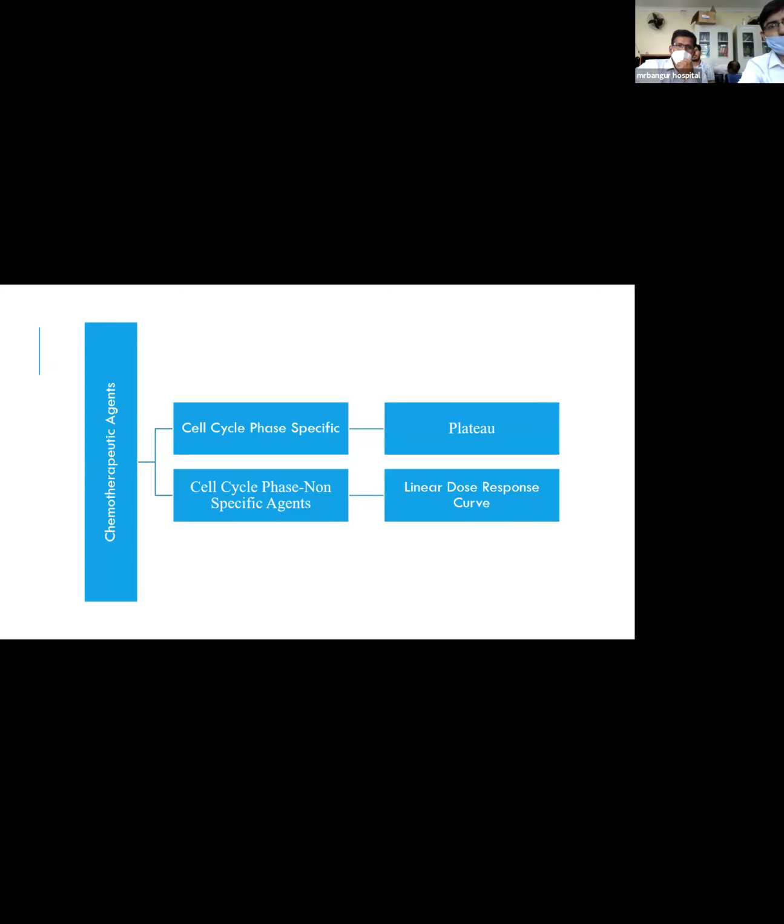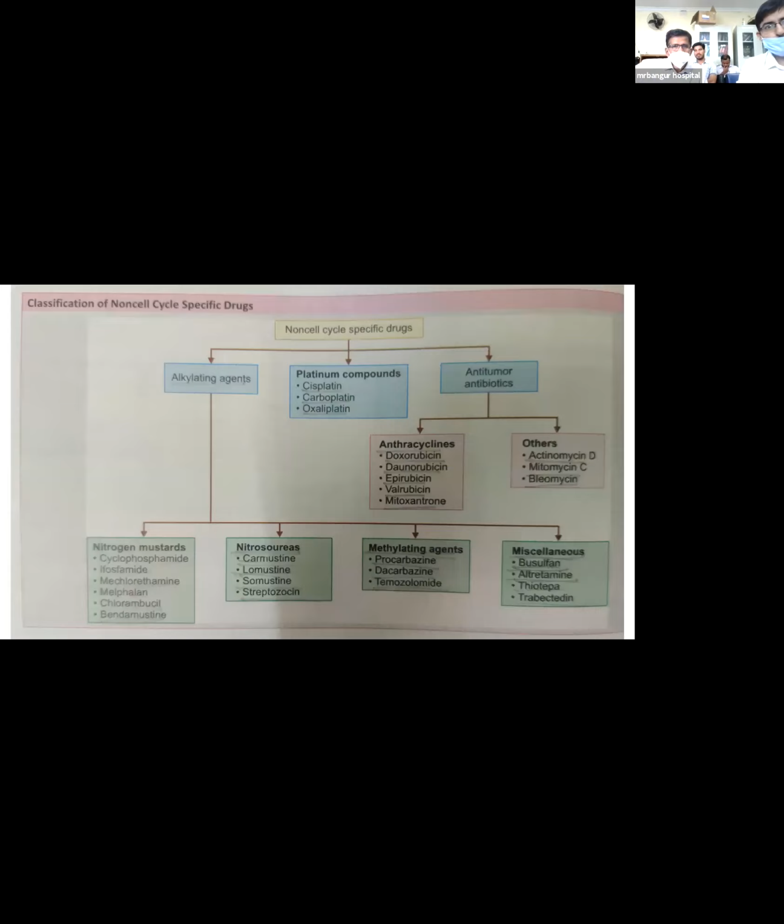Now, when we talk about chemotherapeutic agents, they can be broadly classified into cell cycle phase specific and cell cycle phase non-specific agents. Cell cycle phase specific agents, in their response, usually reach a plateau phase, after which even on increasing the dose of the agent, the response or the killing will not increase. Whereas with the cell cycle phase non-specific agents, there is a linear dose response curve, where if you keep on increasing the dose, the cell killing will keep on increasing.